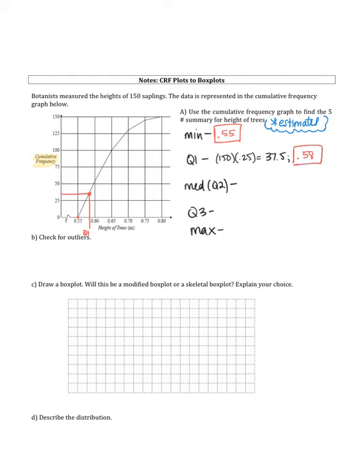Q2 is 50%, so I'm looking for the mark that represents 50%. 150 times 0.5 is 75. I'm going to go read that value on the graph. 75 is an exact point on the graph. So I'm going to read 75 over to the function and draw a line straight down, as straight as you can. If I was in person, I'd probably use a straight edge. There's my Q2, or my median, which we're going to estimate as 0.63.